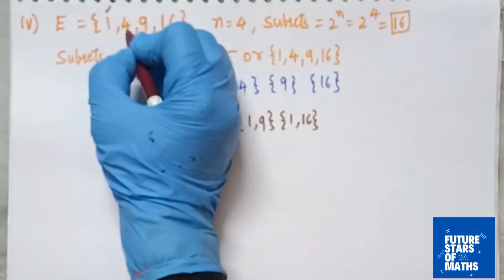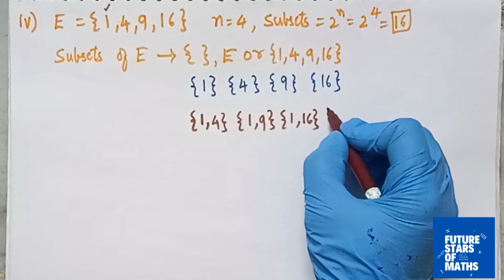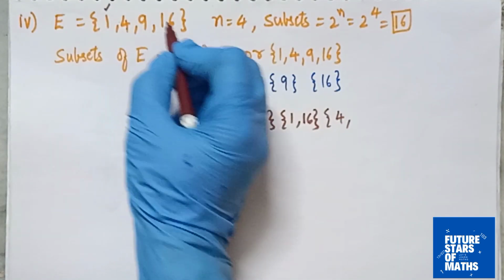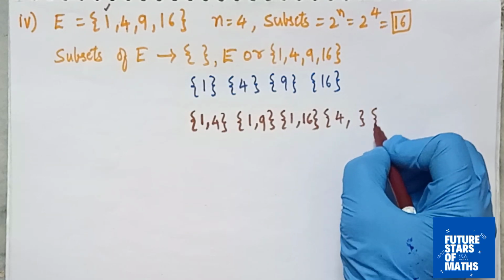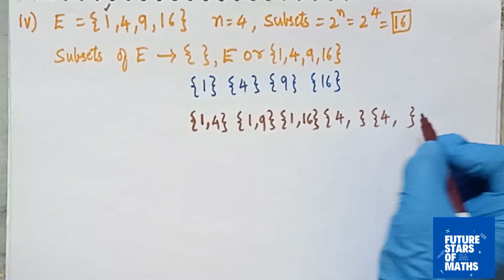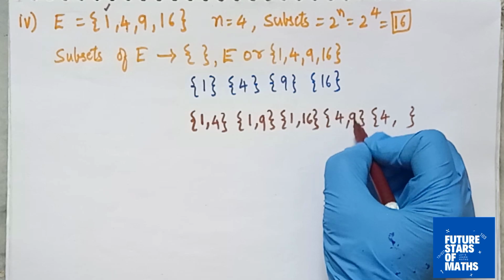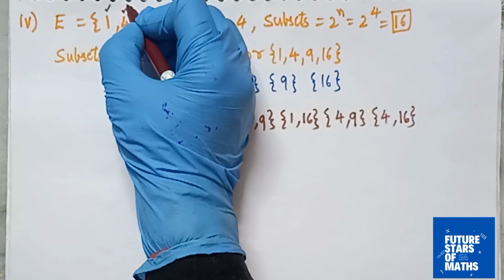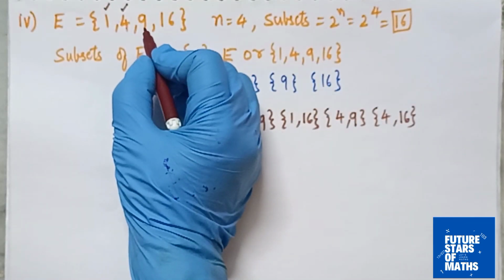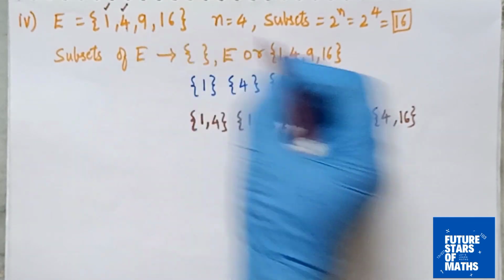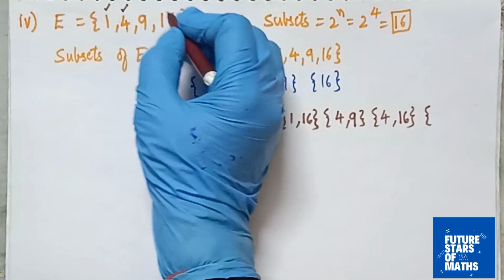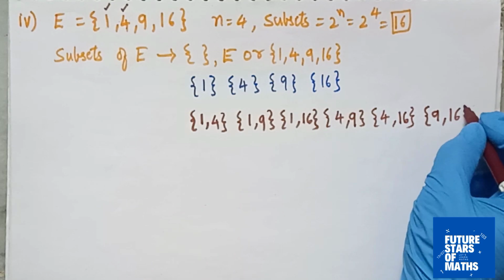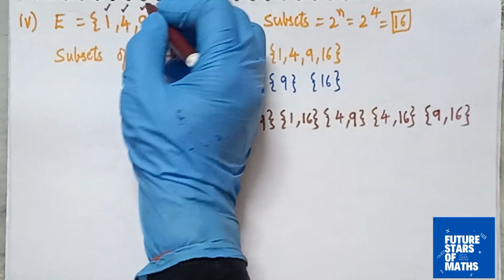Now we will move to the next element. What is the next element? 4. So with 4 how many are we going to get? Since 2 elements are left, we are going to get 2 subsets here. So in the first set we will get 9 and in the second subset we will get 16. So 4 is also over. Now what other pair do we get? With 9. How many elements are left? Only 16, so we will get only 1 pair here. Now 9 is also over.